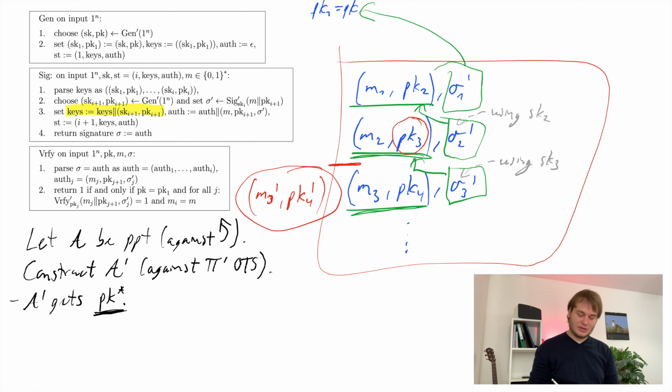But as we talked about in the intuition, essentially the adversary can always take any part of this chain and try to come up with a different signature for the public key that's in this position in the chain. So what we need to do is somehow embed our public key pk star into all this. Do you have a good idea how to do this?